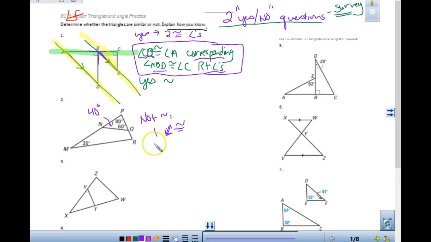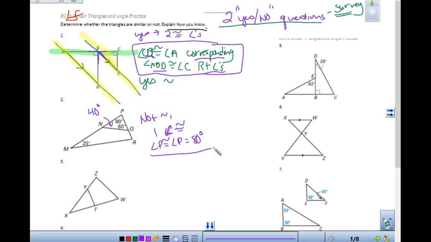What was our angle that was congruent? Angle P was congruent to angle P, which equals 80 degrees, okay? So if you didn't tell me that one angle, and then be specific about what that one angle is, I need to see that. Does that make sense?